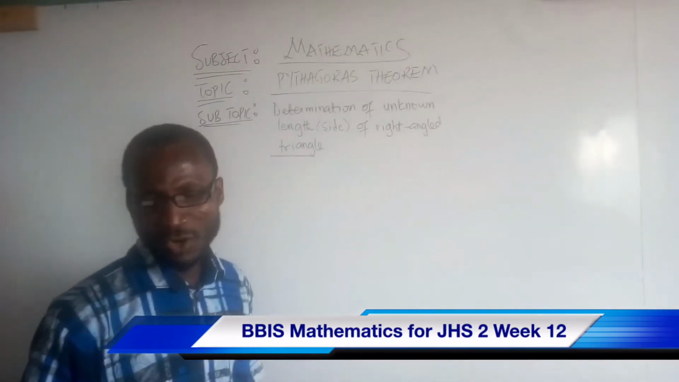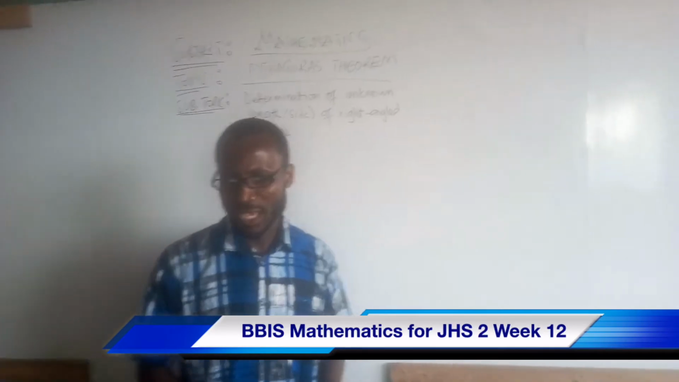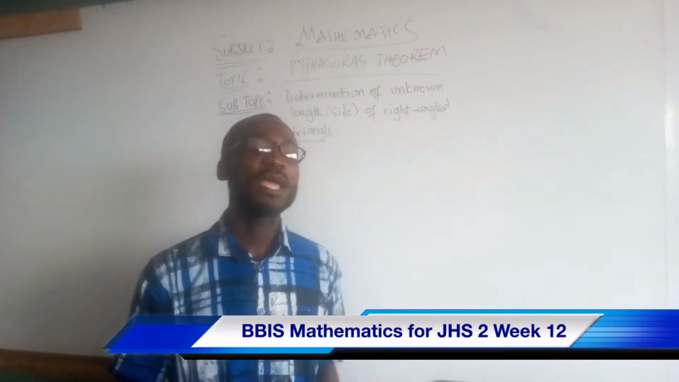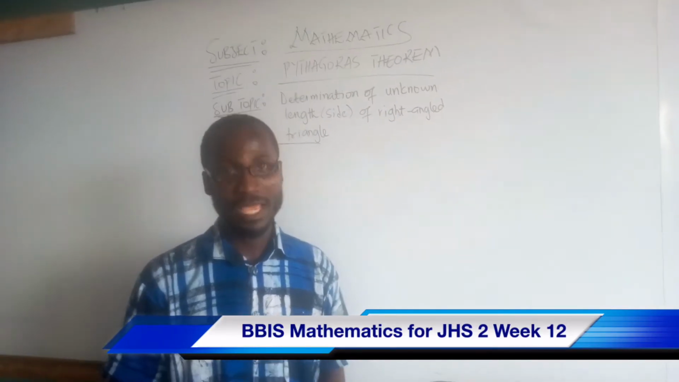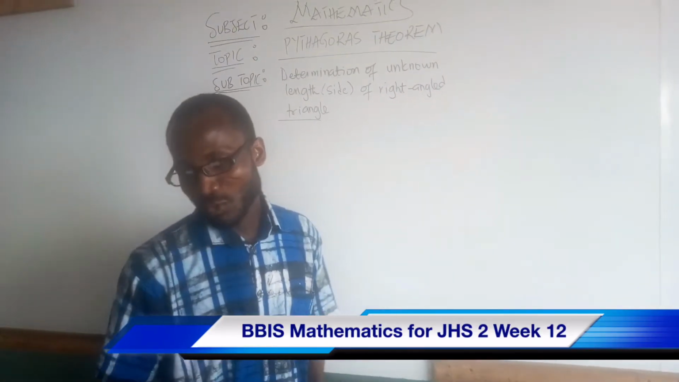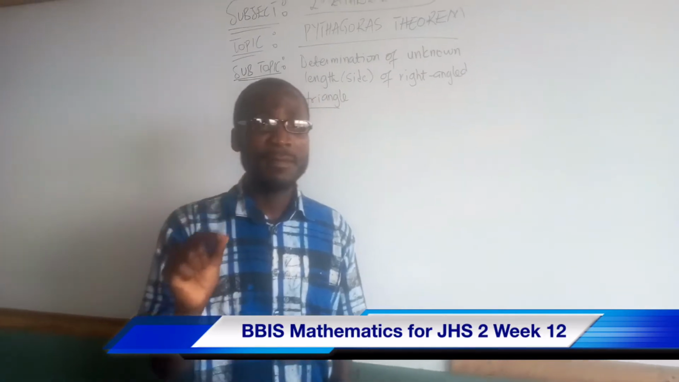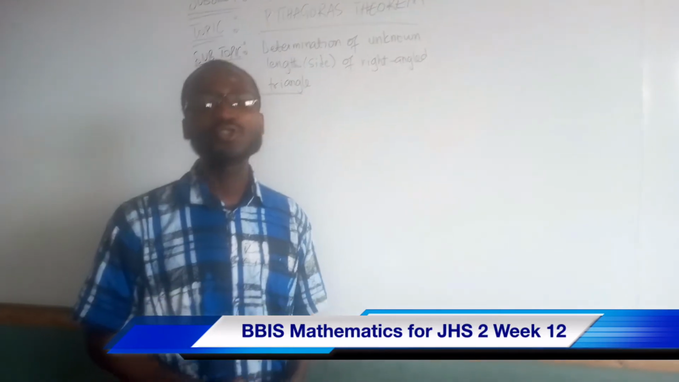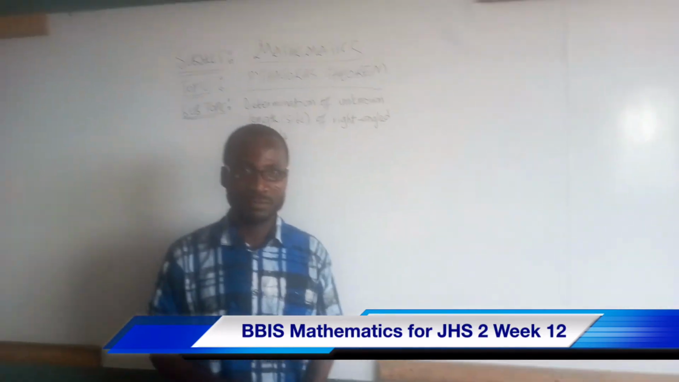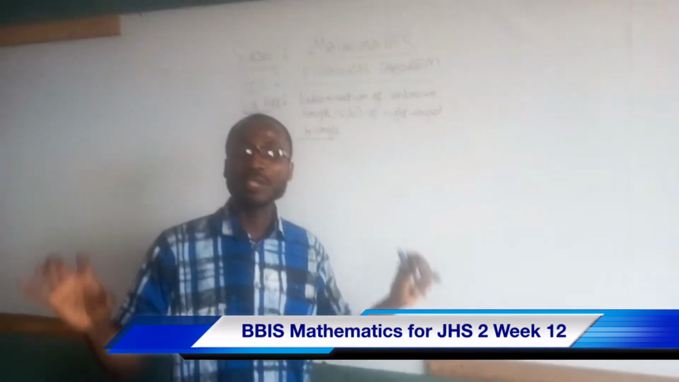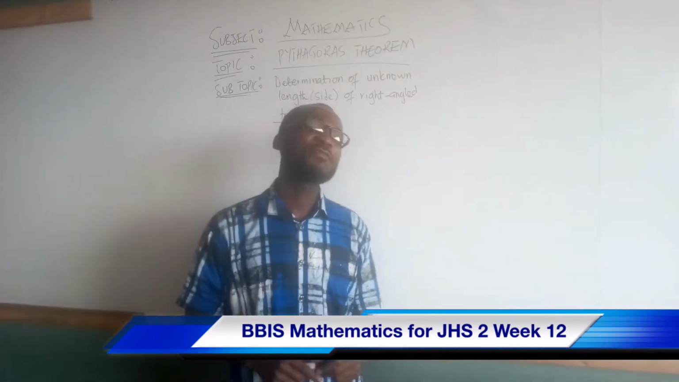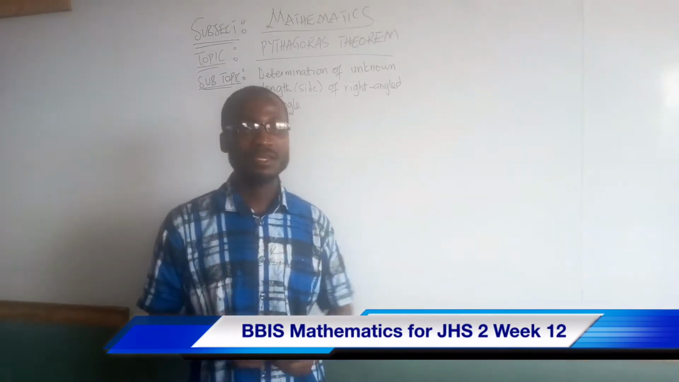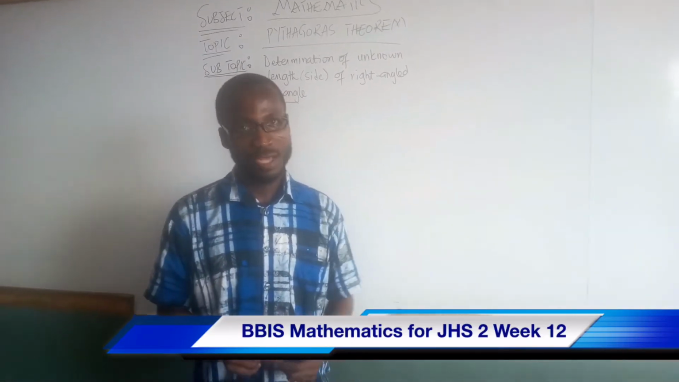Children, by the end of this lesson, I expect you to be able to define and draw appropriately what a right-angled triangle looks like. Then secondly, I would want you to be able to label them appropriately. Then lastly, I want you to be able to state the Pythagoras theorem as a mathematical expression or equation and be able to use it in finding any unknown part or side of the right-angled triangle.